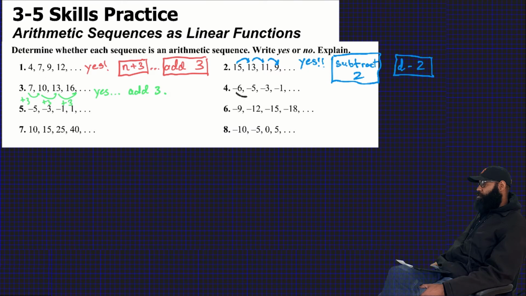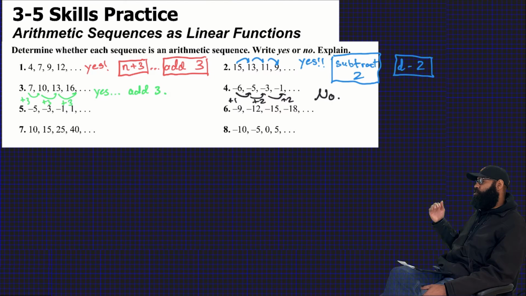And don't let the negatives get you. So it looks like I'm adding 1, and then I'm adding 2. Hold up, and then I'm adding 2 again. So I'm going to have to say no, because after the first one, it changed to a different value that I'm adding. So I can't say add 1, then add 2. It has to be add 1, add 1, add 1. So big fat no.